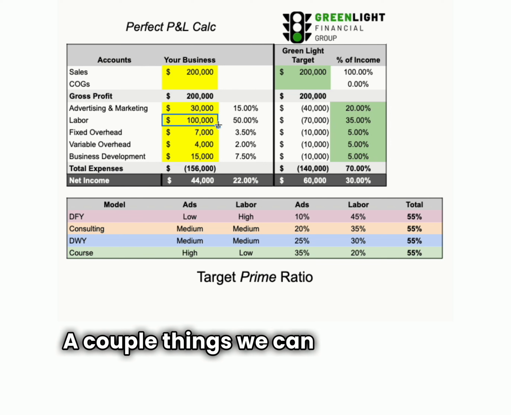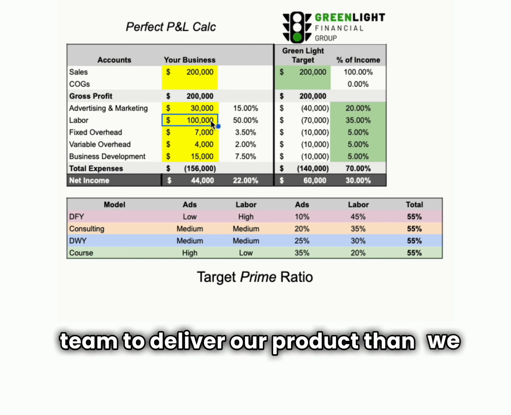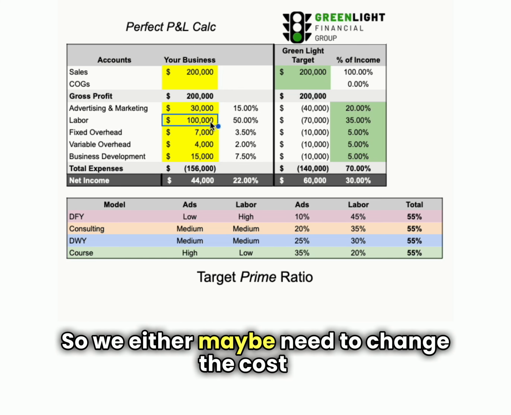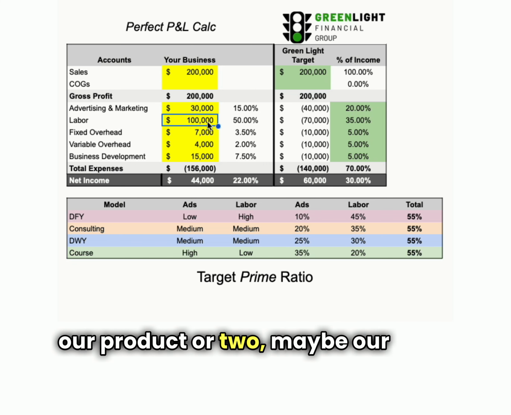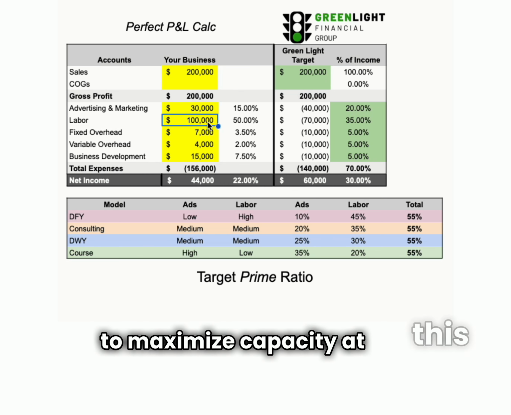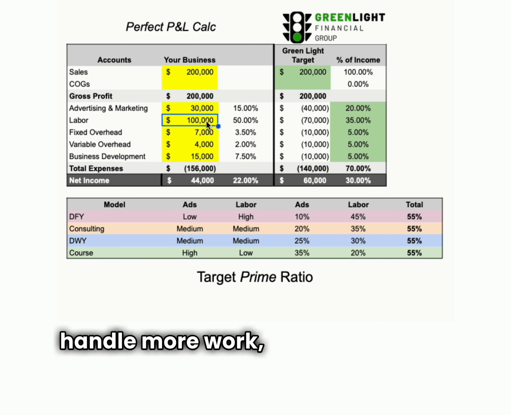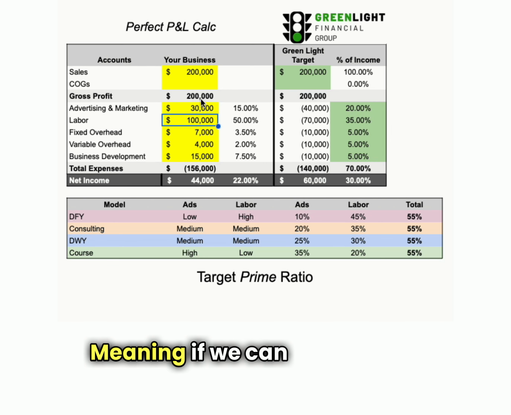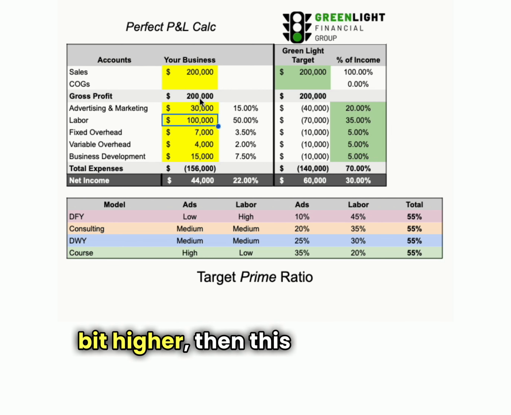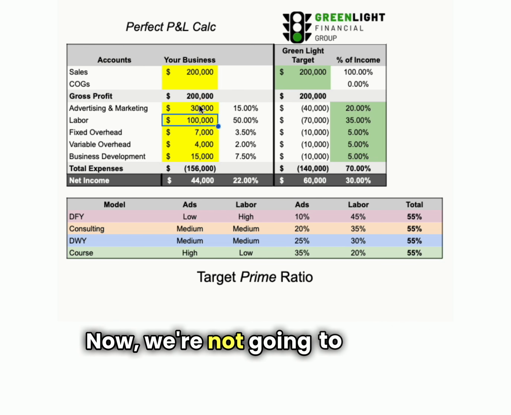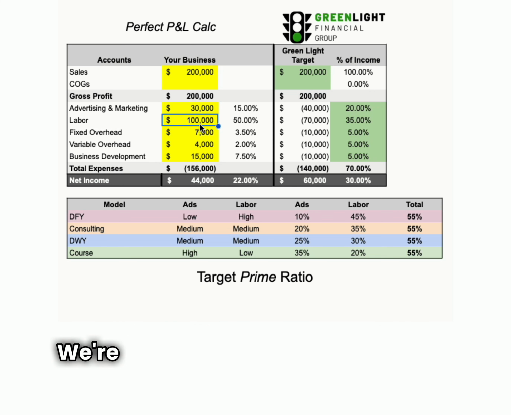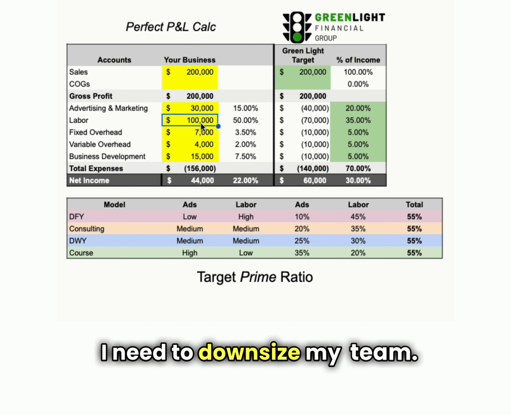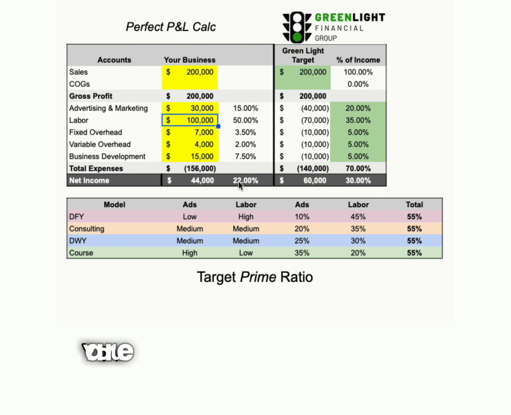A couple things we can kind of infer from that. One, it might mean that we need more team to deliver our product than we realize. So we either maybe need to change the cost of our product, or two, maybe our team isn't being used to maximum capacity at this moment. And maybe they can handle more work, which means we need to get more revenue in the door. Meaning if we can get it a little bit higher, then this team makes sense. Now, we're not going to just fire people right away because we see that, right? We're not going to go, well, obviously I need to downsize my team. Well, not necessarily. You are still in a positive pre-tax profit, which is a good place to be.